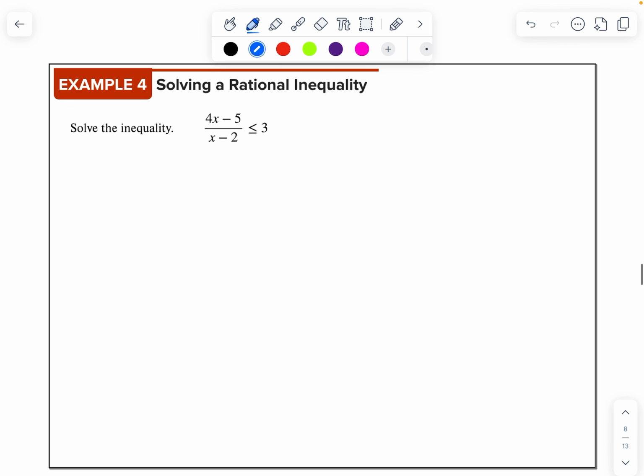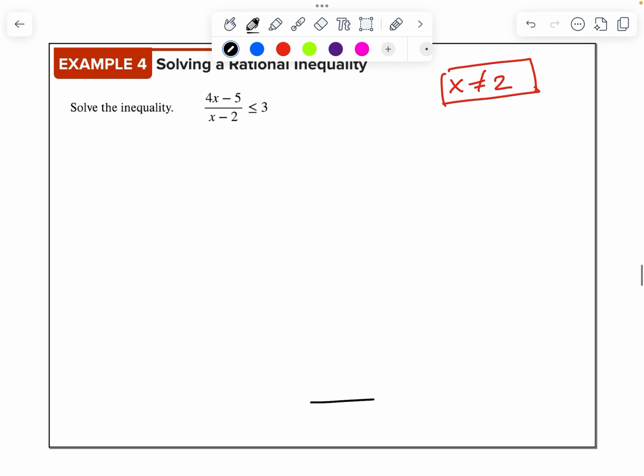A rational inequality is going to work the same exact way. The one extra thing that we have to keep in mind is the restricted value. So what's going to make the bottom 0? So here, x equals 2 is a restricted value. I'm going to list that over here to the side, right? And any number that ever makes the bottom 0 is going to be an open circle on our number line. So x equals 2, we know it's going to have an open circle right off the bat.